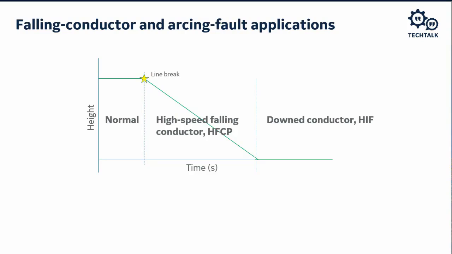There's a series of events that occur when a conductor breaks. Shown here at the yellow star is the line break after a period of normal service. It's at this time that high-speed falling conductor protection, HFCP, operates. Operation time is less than 500 milliseconds. Once the conductor is on the ground, the fault becomes an arcing high-impedance fault. Arcing fault down conductor detection that we've been discussing in this Tech Talk takes over to improve safety and reduce wildfire ignition.